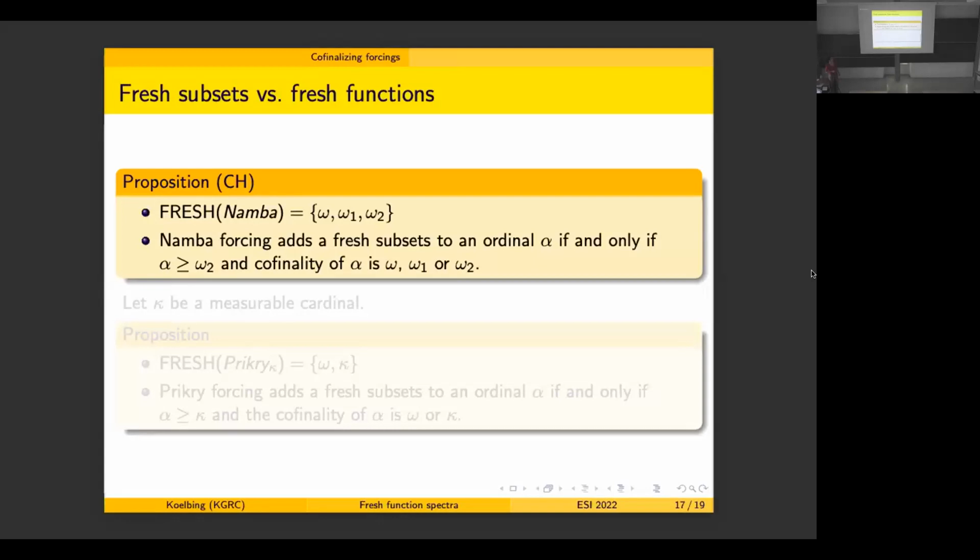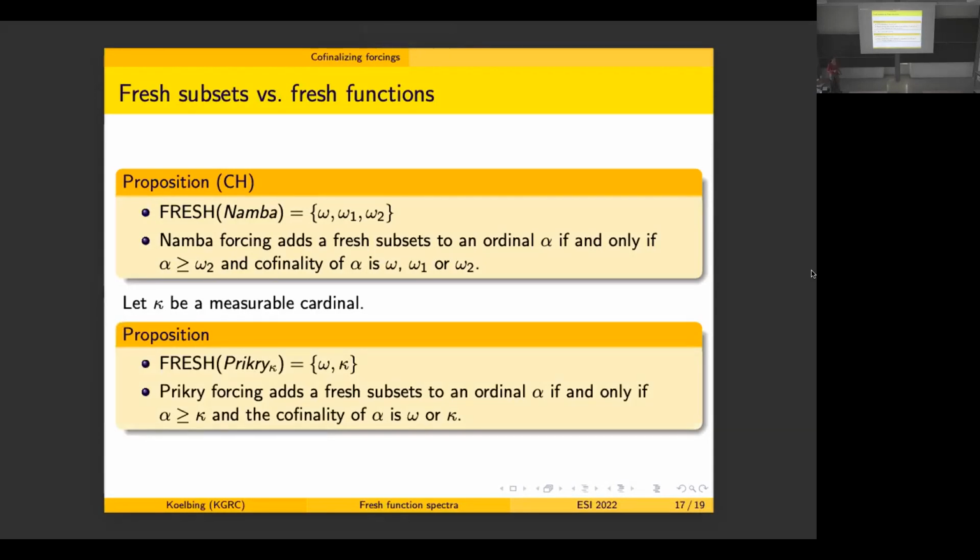Now let's look again at number forcing. Number forcing has the fresh function spectrum omega 1, omega 2. Because it's Miller-like, we knew already that nothing above here is in the fresh function spectrum, but it is actually equal to this set. And here it's interesting that for number forcing, the fresh subsets and the fresh functions are not the same. It's well known that there are no new subsets of ordinals smaller than omega 2. Number forcing adds a fresh subset to an ordinal alpha if and only if alpha is at least omega 2, and the cofinality of the ordinal is one of these three cardinals.